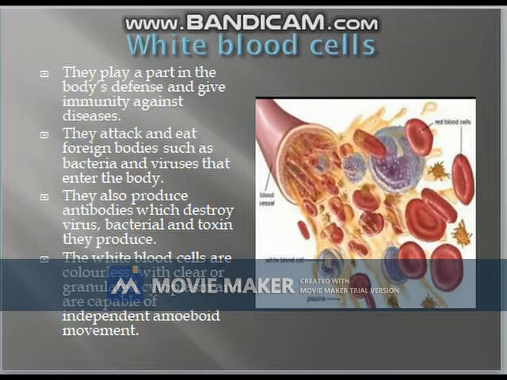White blood cells. White blood cells play a part in the body's defense and give immunity against diseases. So they are basically known as the cells that help to fight against diseases in the body. The body has a natural mechanism of fighting diseases, and the white blood cells are responsible for that. Now, they attack and eat foreign bodies such as bacteria and viruses that enter the body. They also produce antibodies which destroy viruses, bacteria, and the toxins they produce. The white blood cells are colorless with clear or granulated cytoplasm and are capable of independent amoeboid movement.